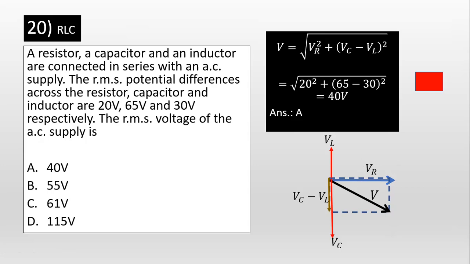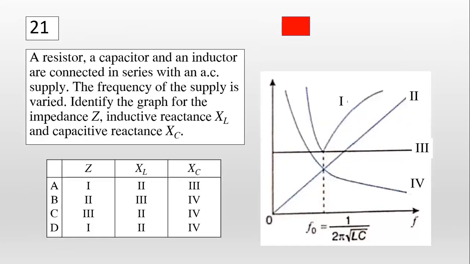Any comment? No, I'm good, sir. This one also you cannot do it by studying. It's memory work. I is for your Z. This is your XL. This is your resistor. This is your reactance for capacitor.